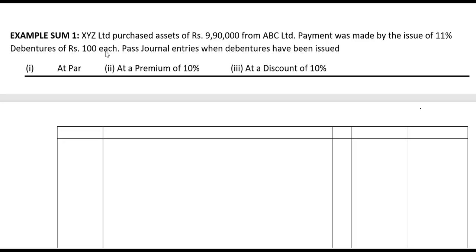Example sum 1. XYZ Limited purchased assets of rupees 9,90,000 from ABC Limited. Payment was made by the issue of 11% debentures of rupees 100 each. We are asked to pass the necessary journal entries when debentures have been issued. Case 1 is at par. Case 2 is at a premium of 10% and case 3 is at a discount of 10%. Let's begin with the solution.